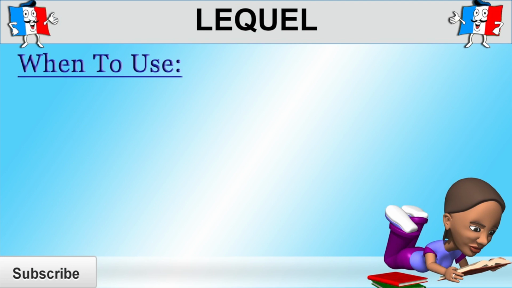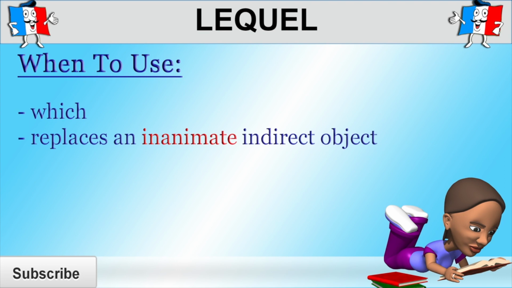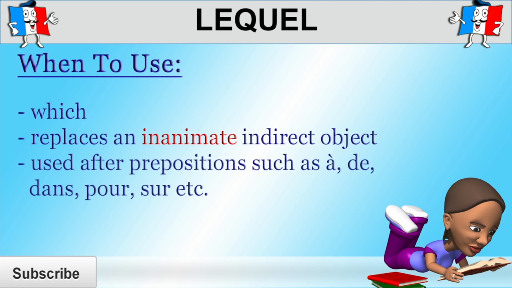First of all, when lequel is used as a relative pronoun, it usually means which, but it can also sometimes mean that. Lequel replaces and refers back to an inanimate indirect object. In other words, you need to use lequel if the noun that precedes it is an indirect object and that indirect object is not a person. If the preceding indirect object is a person, then you need to use qui and not lequel. And finally, lequel is used after prepositions such as à, de, dans, pour, sur, etc.